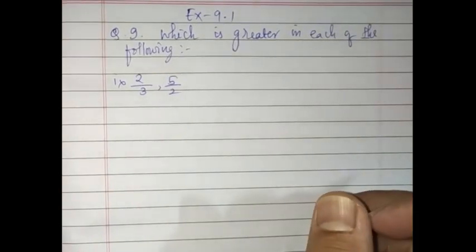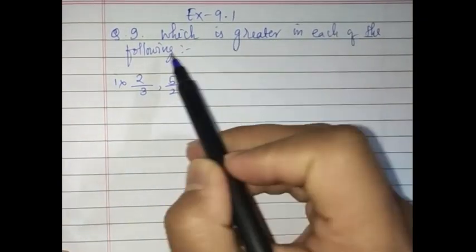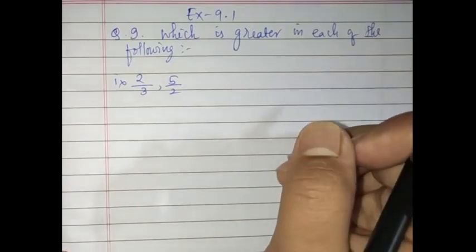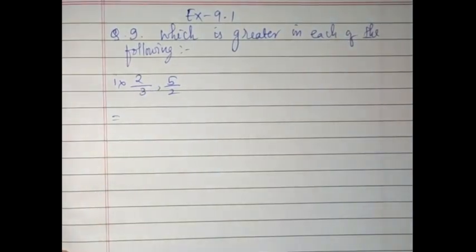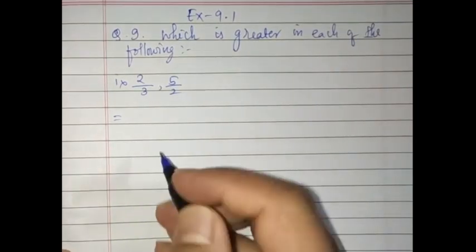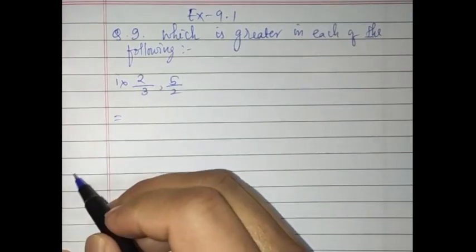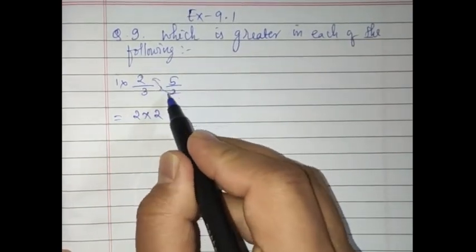Moving on to the next question, question number 9 of exercise 9.1, which is greater in each of the following. There are various questions out here. I have written one question here. So similar is the question which we did in question number 8, right? So over here also we have to compare between these two numbers. So what we are going to do is cross multiply. This we will multiply on both sides.